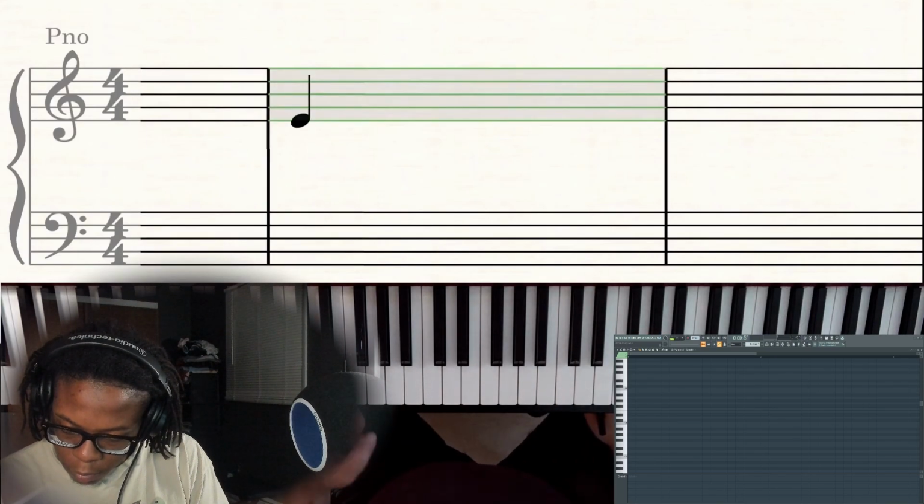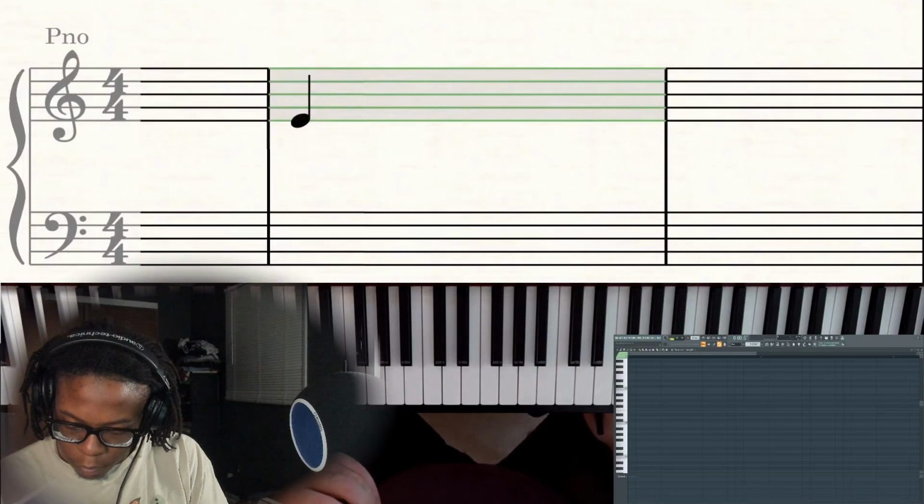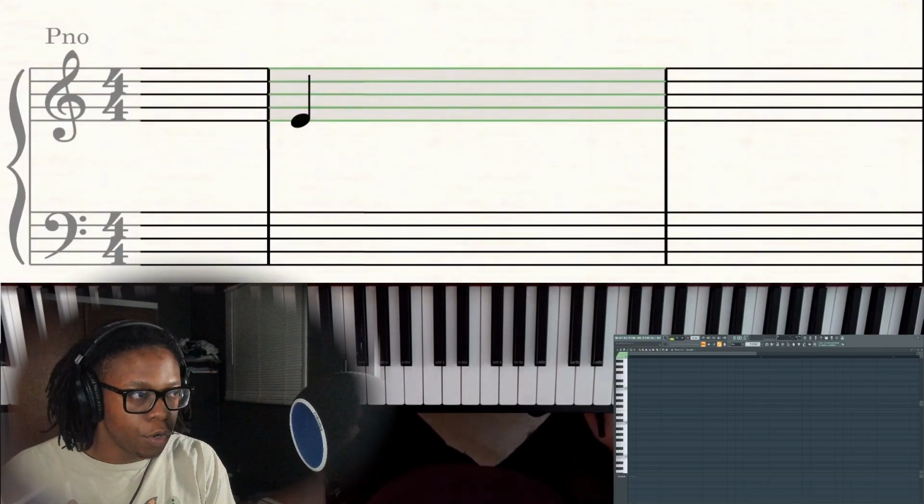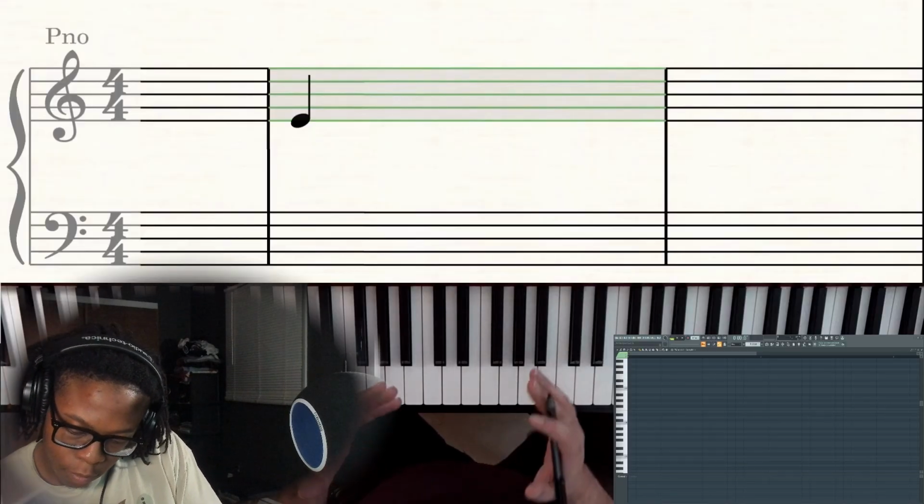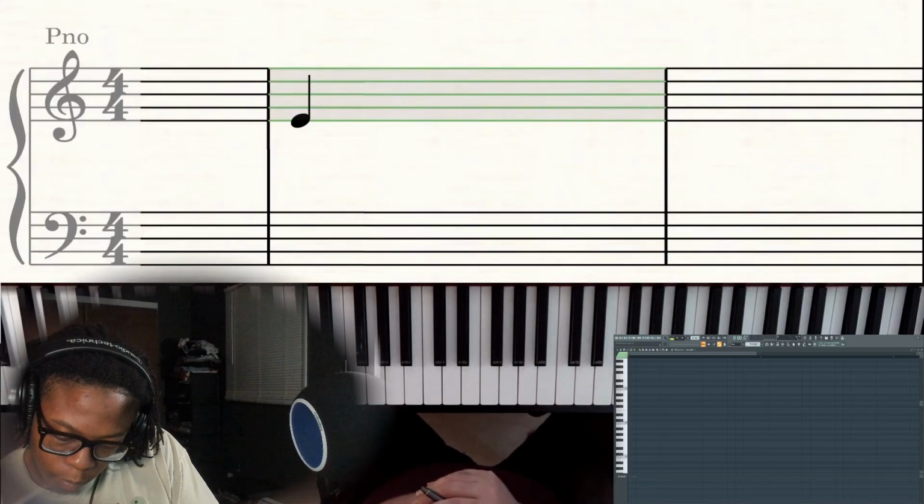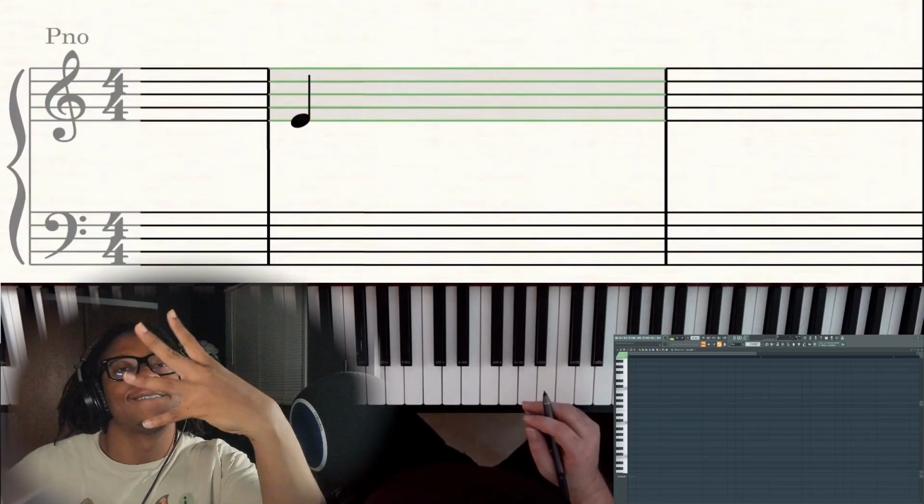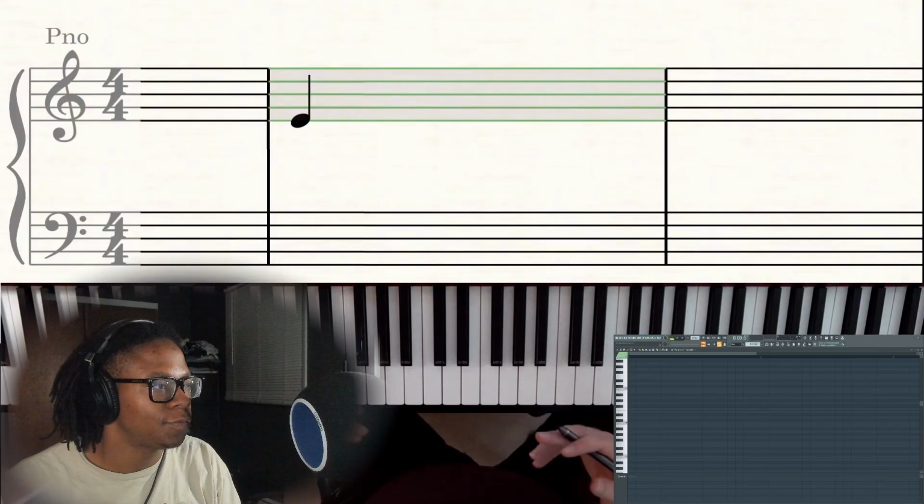This type of note, we call these note durations. They tell you how long to hold the note. This note right here is called a quarter note. It actually gets 1 beat. So the question I have for you is, how many quarter notes can we fit in a measure of 4/4? Okay, the answer is 4.